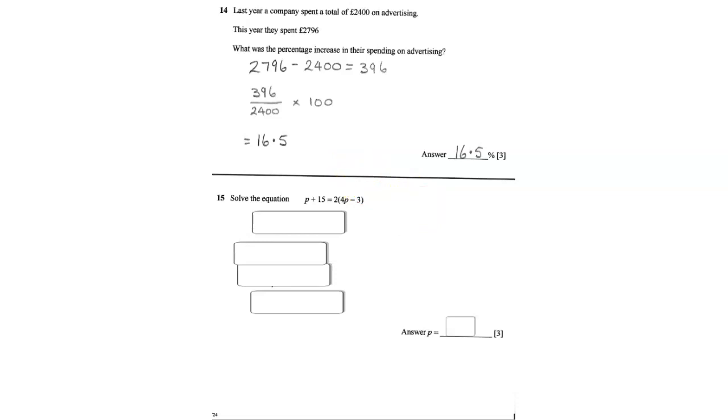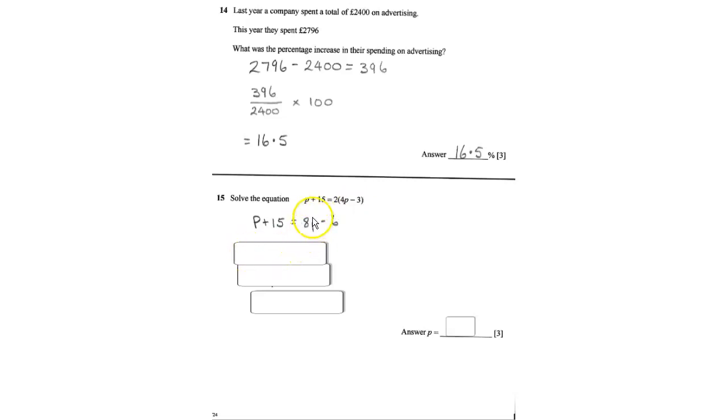Question 15 is an algebra question. So it says solve the equation p plus 15 equals 2 brackets 4p take away 3. Okay, so the first thing first is you basically expand the bracket from this one. So it would be p plus 15 equals, and then it's 2 times 4p is 8p, and 2 times minus 3 is minus 6.